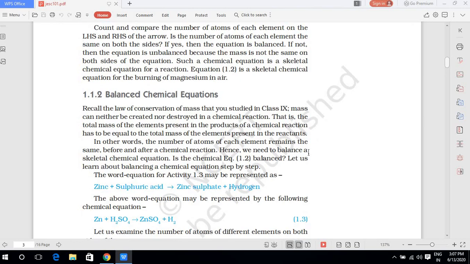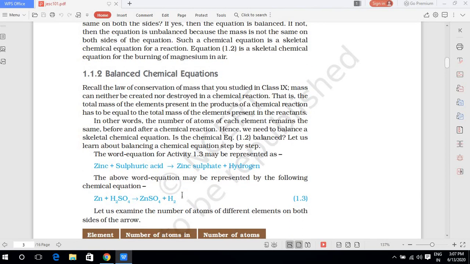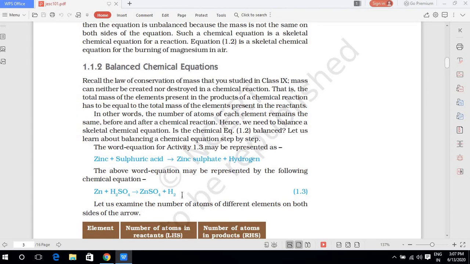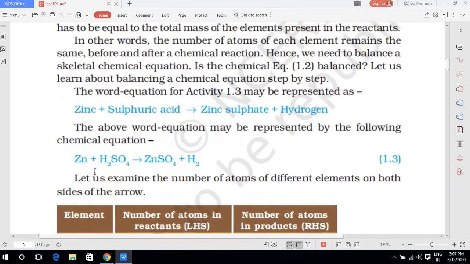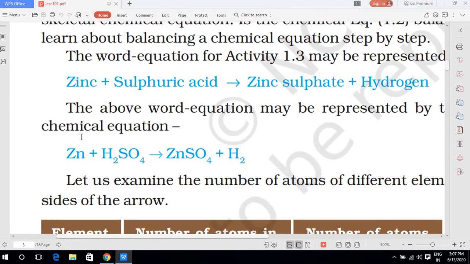In these balanced chemical equations, you will find that the number of participating elements and compounds will be the same from the right hand side to the left hand side. Supposing this is a chemical equation, the reaction between zinc and sulfuric acid. When zinc and sulfuric acid react, it forms zinc sulfate and hydrogen gas.